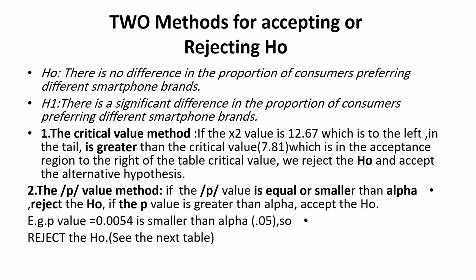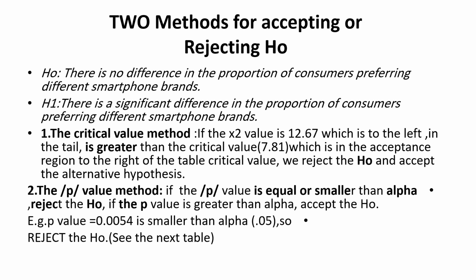Accepting or rejecting the null hypothesis H0. H0, which is the null hypothesis, states that there is no difference in the proportion of consumers preferring different smartphone brands. The alternative hypothesis is stated as follows: there is a significant difference in the proportion of consumers preferring different smartphone brands. This is the way we state the null hypothesis and the alternative hypothesis.